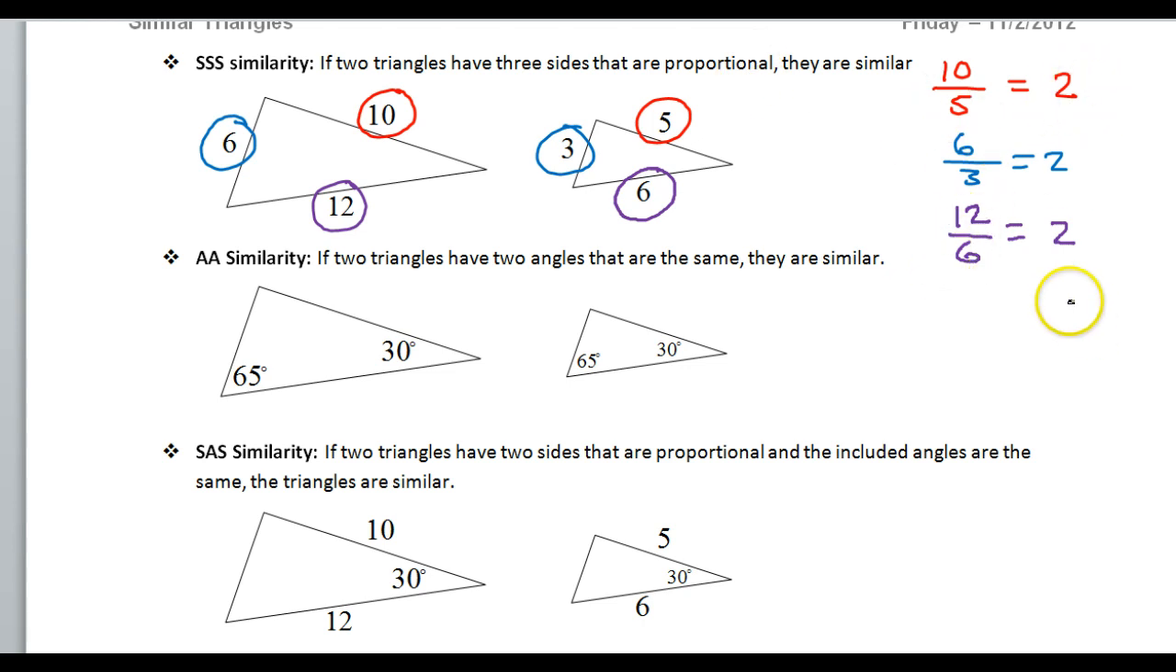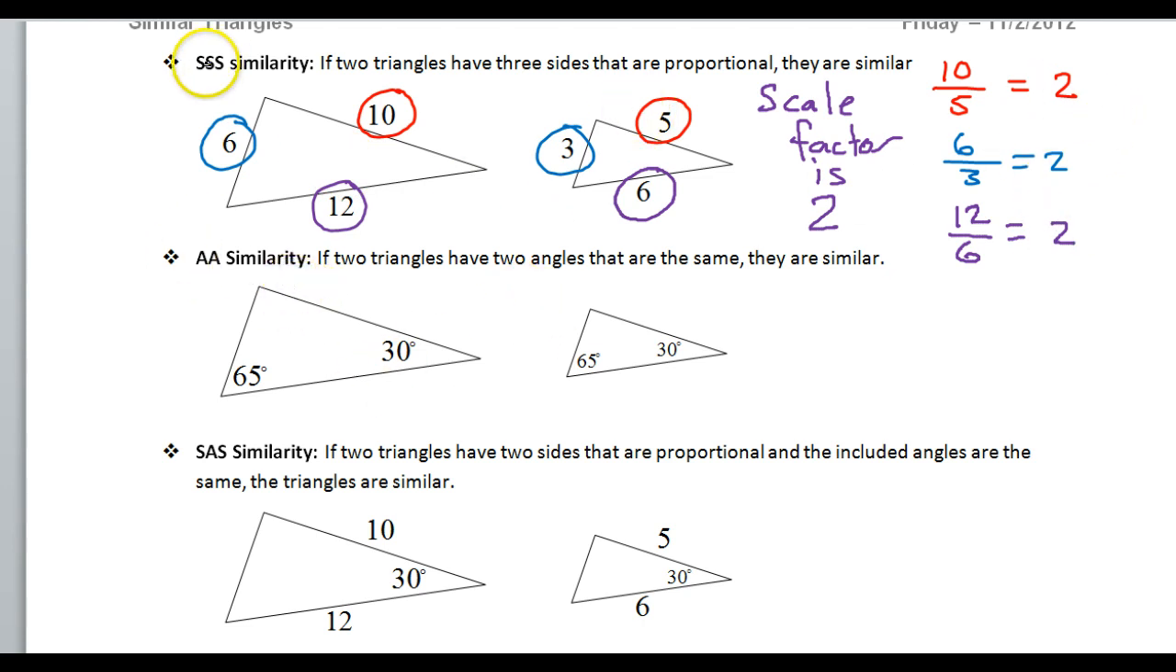By the way, these three ratios that all turn out to be the same, this is called the scale factor. So we would say the scale factor is 2. And in this context that means that the big triangle is twice as big as the small triangle.